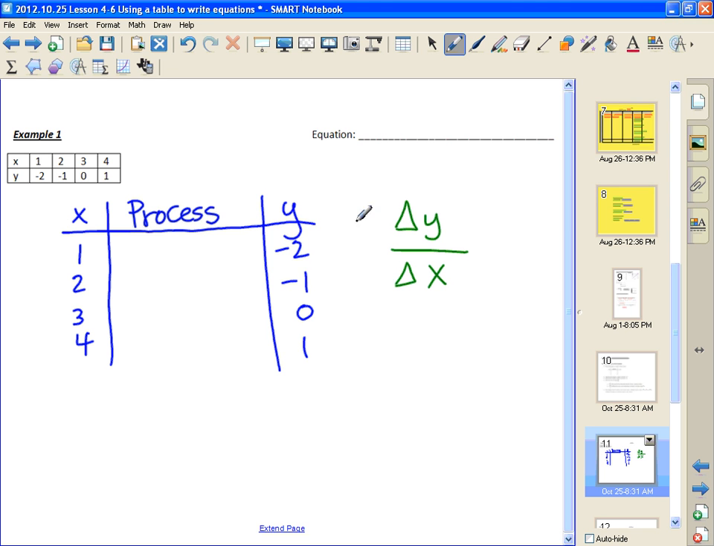To find the change in y, here are our y values right here, right? So what is the change from -2 to -1? How does our graph change? It goes up by 1, right? So we put a 1 there. And then from -1 to 0, it goes up by 1. And then from 0 to 1, it goes up by 1, plus 1. Okay, so our y's did what each time? They go up by 1. So our change in y is 1.